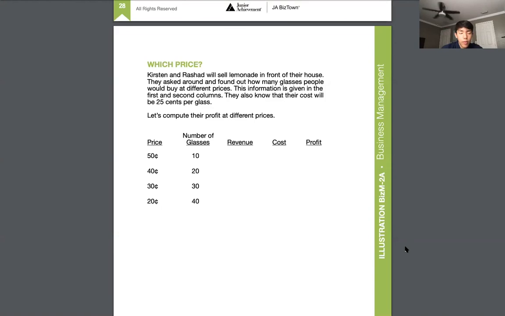We calculate profit with total revenue minus total costs. And whichever point has that biggest profit number, that's the point that we're going to sell at.